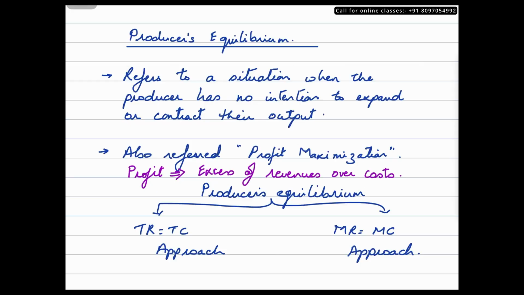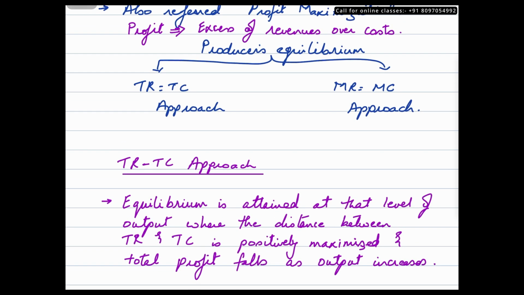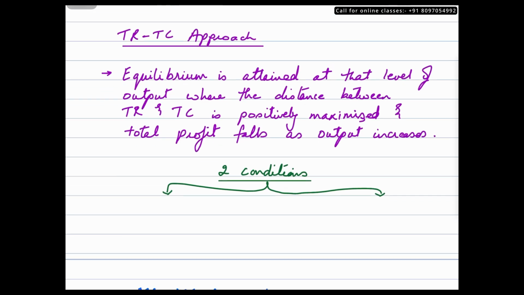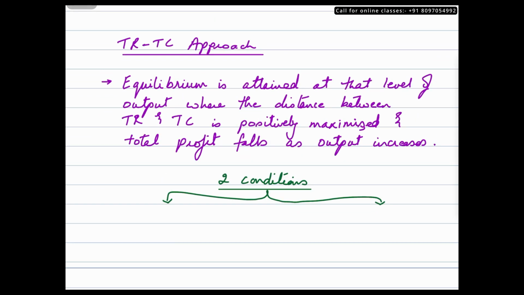Okay. Now in this video, we are just introducing the concepts of total revenue, total costs and marginal revenue, marginal cost approach. We will take a look at length in the upcoming videos for each of these scenarios. Alright. So when we talk about total revenue and total cost approach, what does it mean? So ideally it means the equilibrium is attained at that level of output where the distance between total revenue and total cost is positively maximized, and total revenue would fall after the output increases beyond this level.